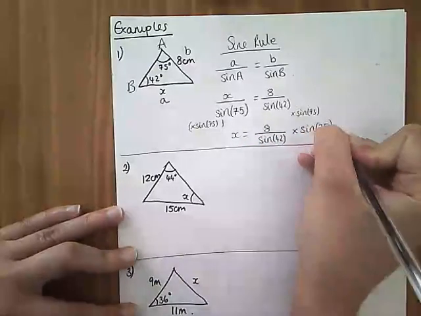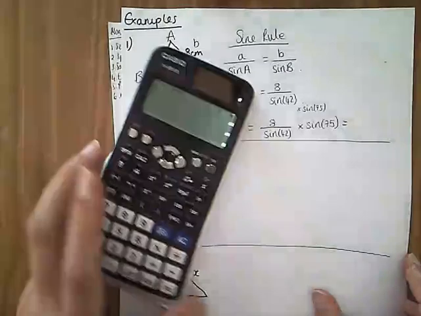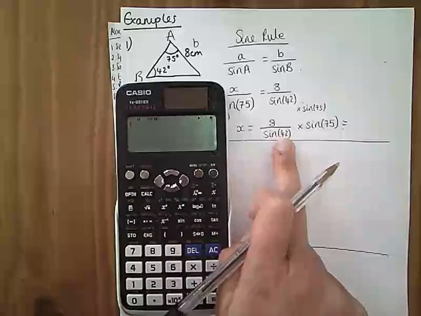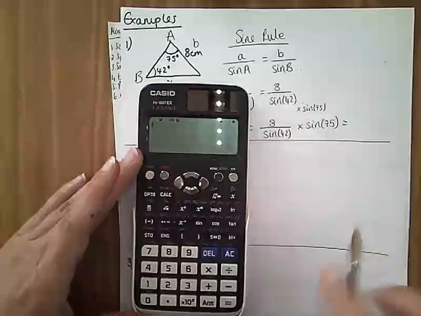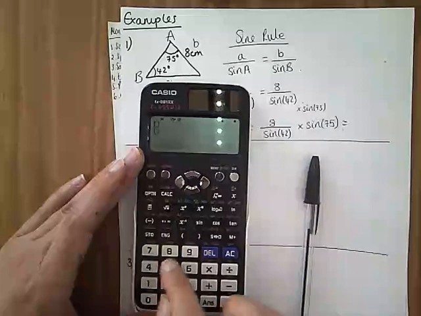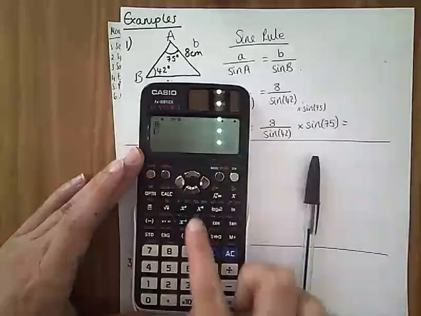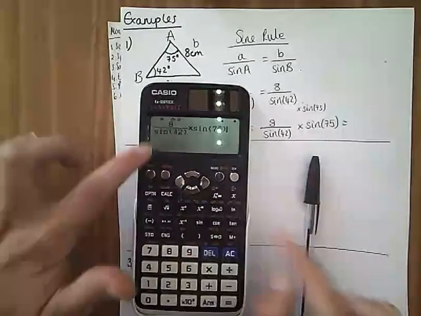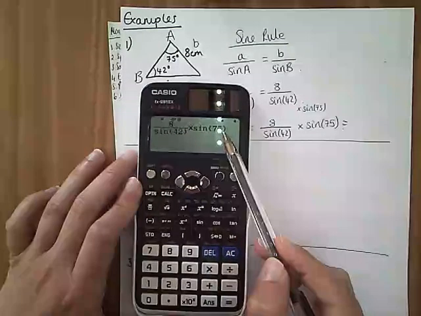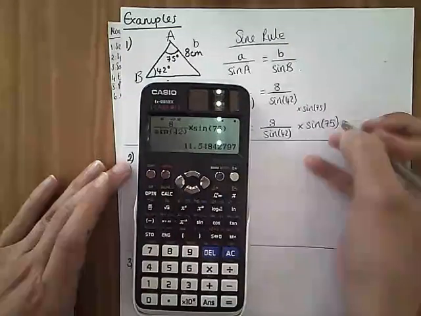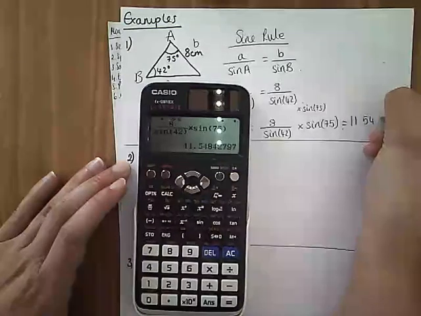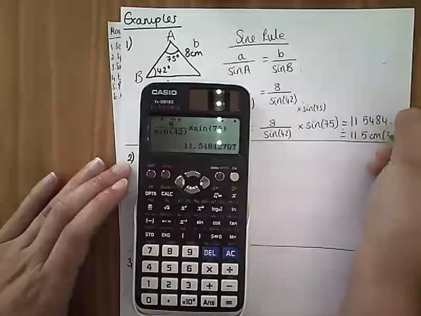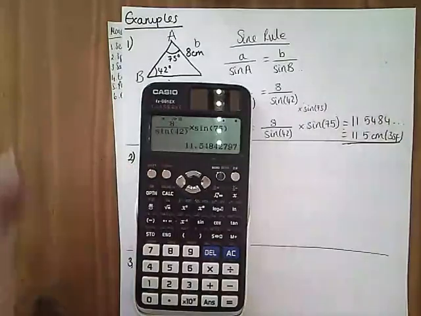Now be very careful when you're typing this into your calculator. Your sine 75 needs to come back up to the proper line. It doesn't want to be on the bottom here. Okay, it can be on the top, but it can't ever be on the bottom. Okay, no extra things on the bottom. So we're going to type this in. We've got 8 over sine 42 times sine 75. Look at how I've done it on my calculator. My times sine 75 is next door to it. Okay, press equals, and you should get 11.5484 blah blah blah. We'll give it to 3 sig fig because they nearly always ask you for 3 sig fig. So it's 11.5 centimeters.